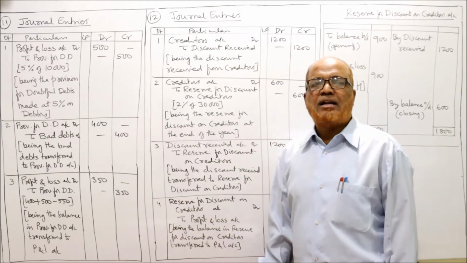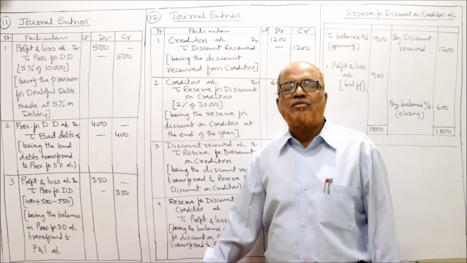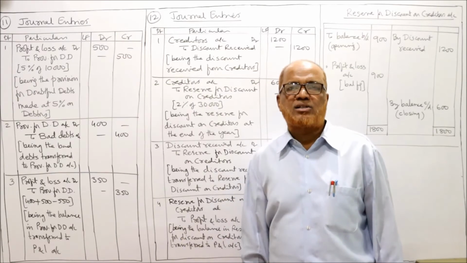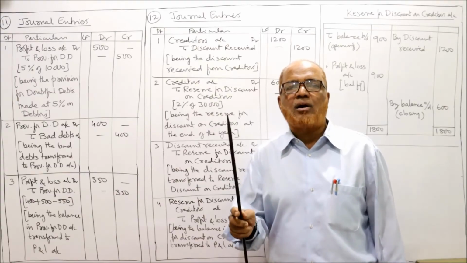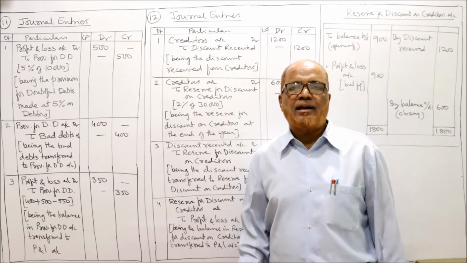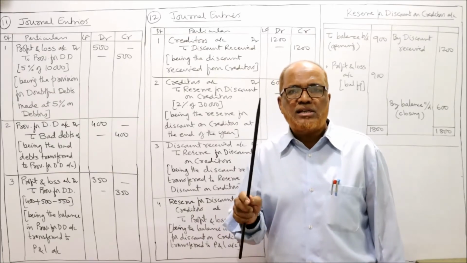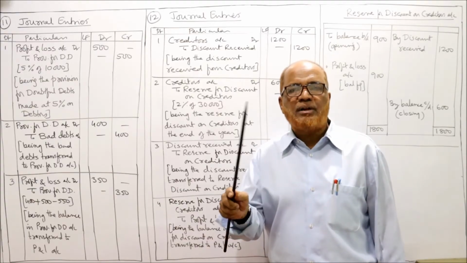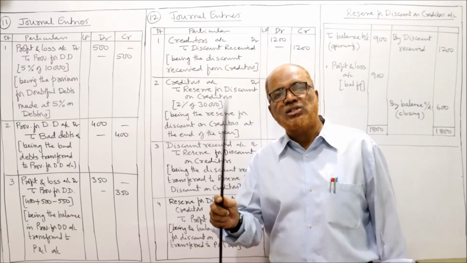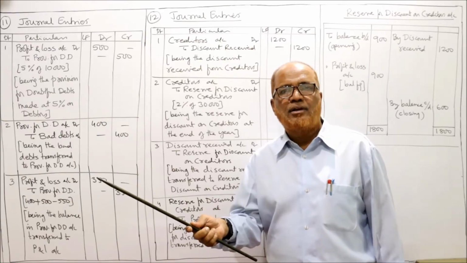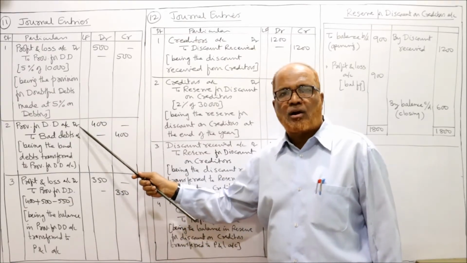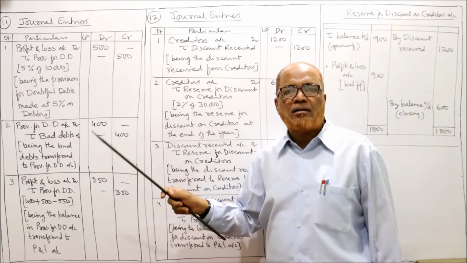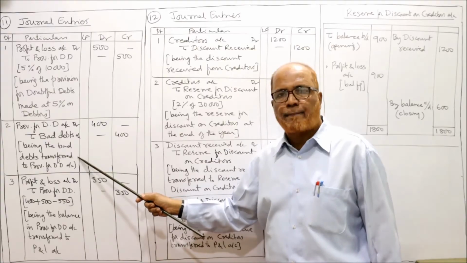Being the provision for doubtful debts made at 5% on sundry debtors. Now, transfer of bad debts to provision for doubtful debts. The first entry, when we created the bad debts, was bad debts account debit to debtors. Now this bad debts will be transferred to provision for doubtful debts. The first entry we debited bad debts. Now in the second entry we transfer the bad debts, credit the bad debts. The entry will be provision for doubtful debts account debit to bad debts. How much bad debts? 400.